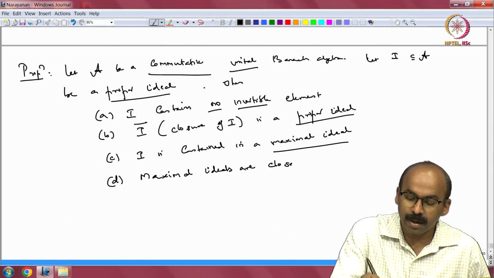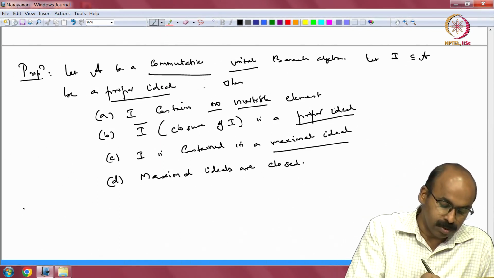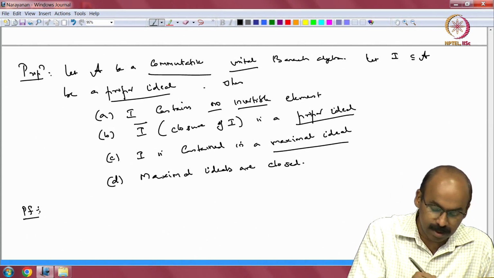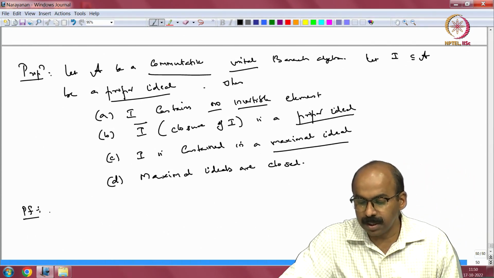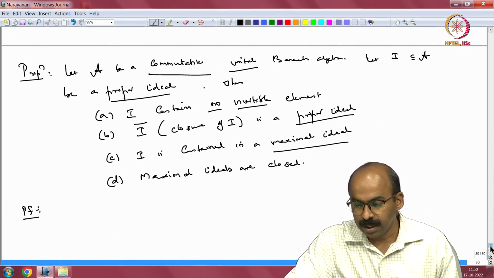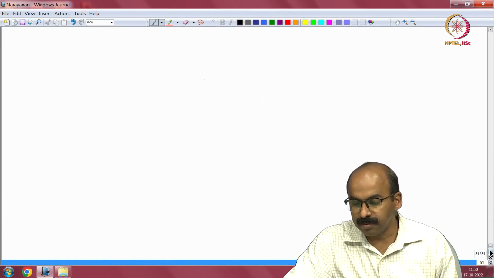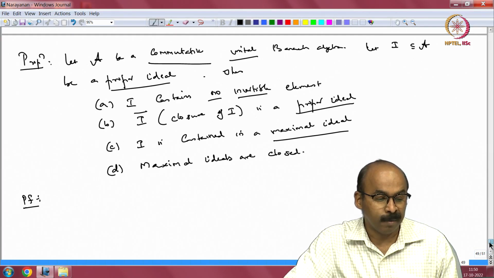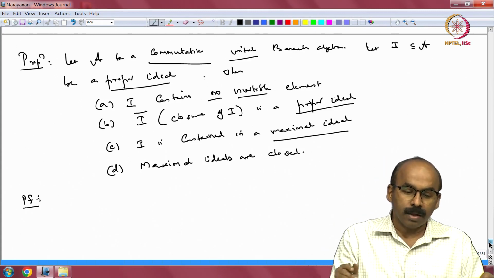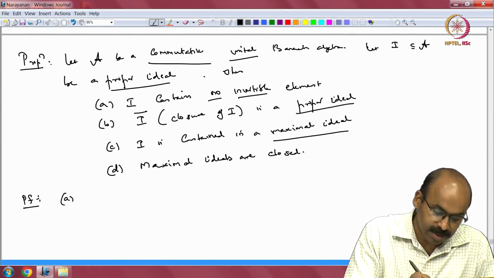Maximal ideals are closed. Okay. So, these are the assertions, and these are more or less straightforward from the definition, but it is something which we will be using, right. Okay. So, the first one is trivial.